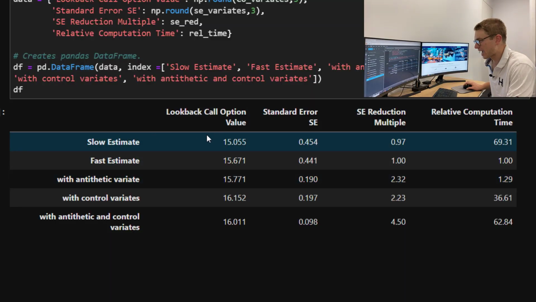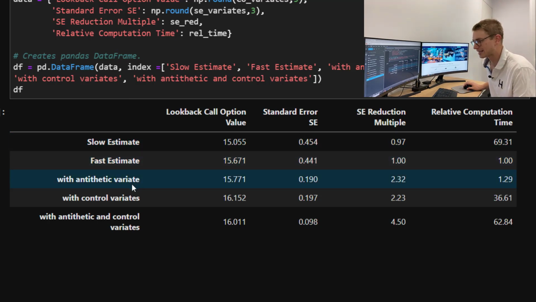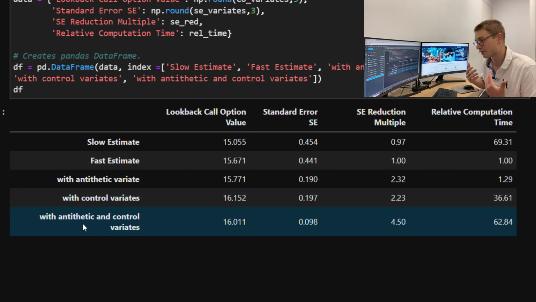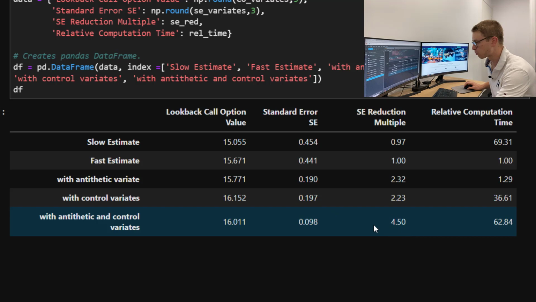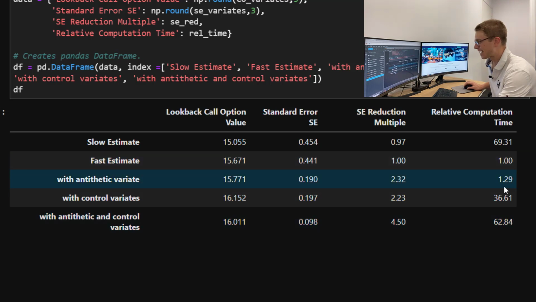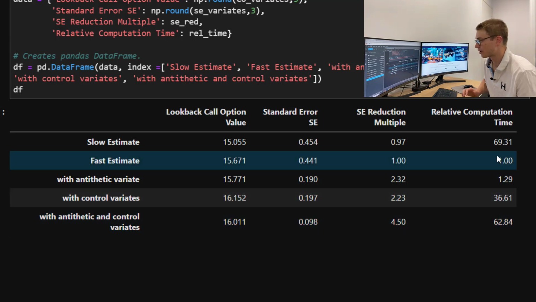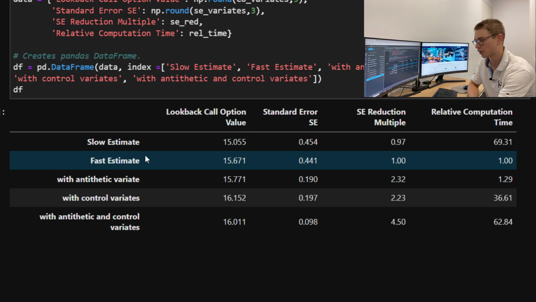We can compare our calculation times between our slow estimate, fast estimate, and then our reduction in standard error compared to the antithetic variate, control variates, and then the combination of antithetic and control variates. Here you can see that we get about a 4.5 times reduction in using the antithetic and control variate compared to just a normal non-variance reduction technique. Now that does come at 62 times the relative computation time as just a simple Monte Carlo simulation.